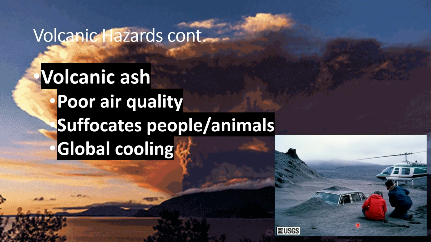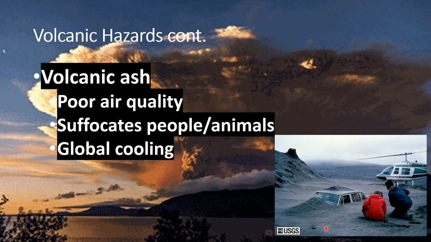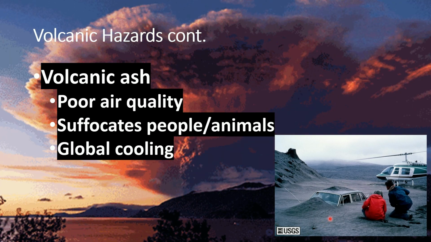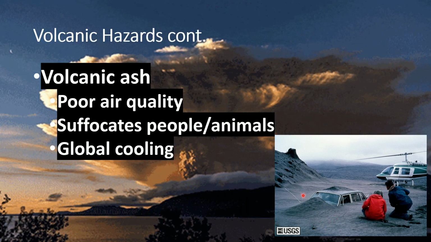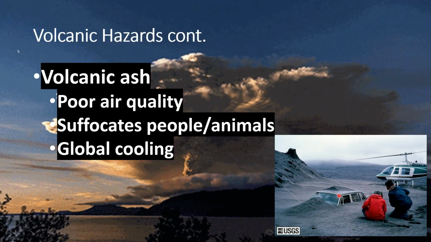And then over here in the corner is just a picture of what the ash fallout looked like from Mount St. Helens when it erupted back in the 1980s. You can see there are several feet of volcanic ash here that have almost entirely buried this car.